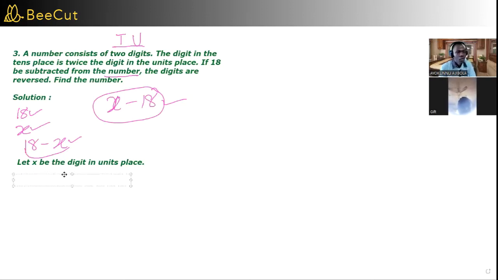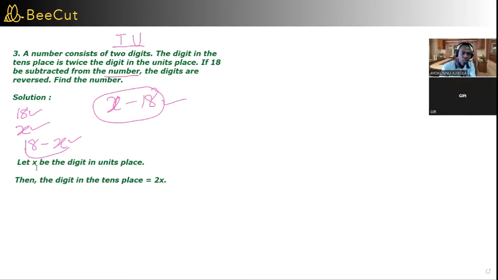So you can say then the digit in the tens place becomes 2x, because that's what the second statement in the question says: the digit in the tens place is twice that in the unit place. And we say let the one in the unit place be x. Okay, very good. Now the next thing we're to consider in the question.